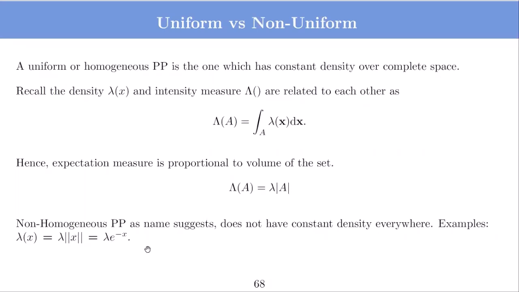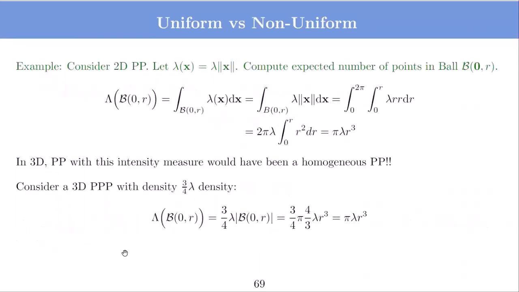Non-homogeneous point processes, or non-uniform point processes, are the ones which do not have constant density. For example, in this particular case, this is a function of x, so it is not a uniform point process. Now take this example, consider two-dimensional point processes. Note that this is specific to two-dimensional processes. If you take a three-dimensional process, this integration will change, so you get a different result. And in fact, if you are given the same intensity measure in three dimensions, it will actually be a uniform point process, right?